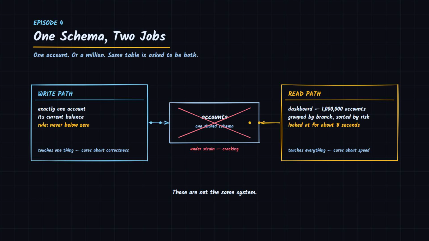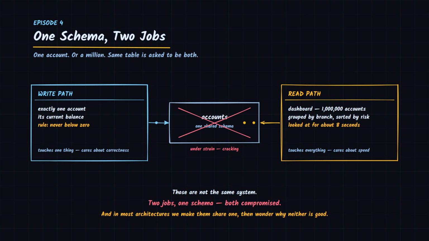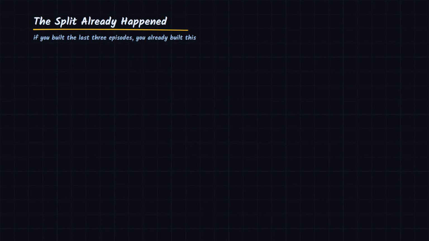They want different shapes, different indexes, different hardware, and different failure behavior. And in most architectures, we make them share one schema, and then wonder why neither is good. And here is the thing worth noticing. If you have been following this series, you already built this.